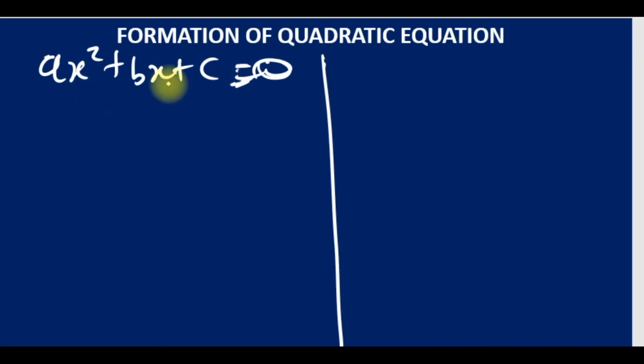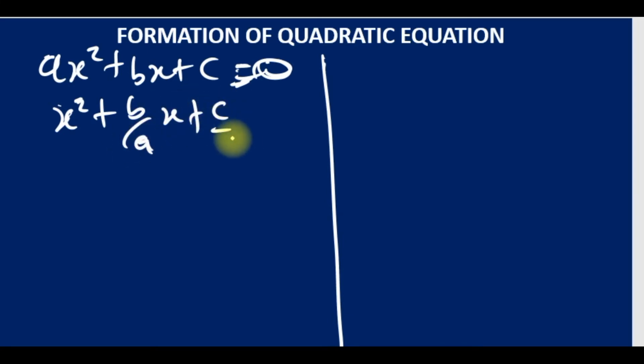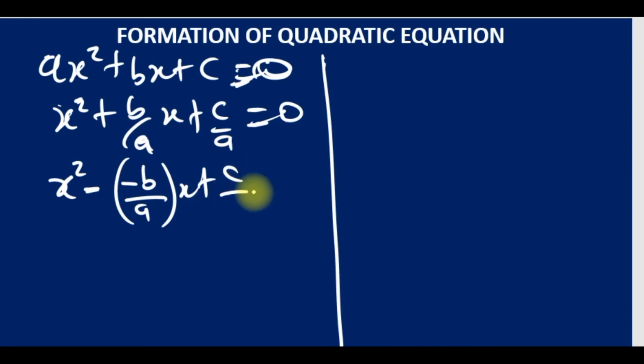We can decide to divide both sides by a. So we have x squared plus b over a x plus c over a equal to 0. And we can still write this as x squared minus b over a... So nothing has spoiled. We are still on the right track, because I'm trying to bring in roots here.